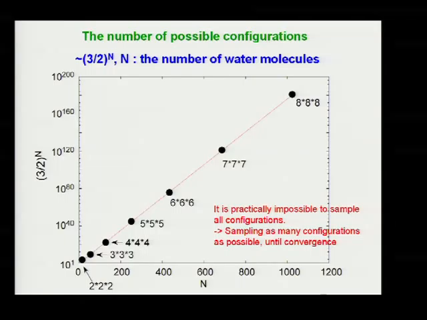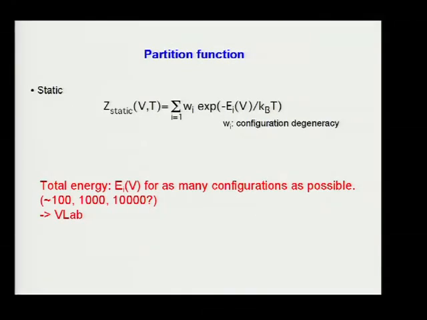So the solution may be sampling as many configurations as possible until we achieve convergence. Therefore, we must calculate the total energy for as many configurations as possible. I don't know how many configurations are necessary for convergence, but it could be 100, 1,000, or 10,000, or something like that. Such a calculation is very difficult by hand, so we need to use some automatic calculations, such as VLab. Maybe VLab will be explained tomorrow by Renato or Pedro.